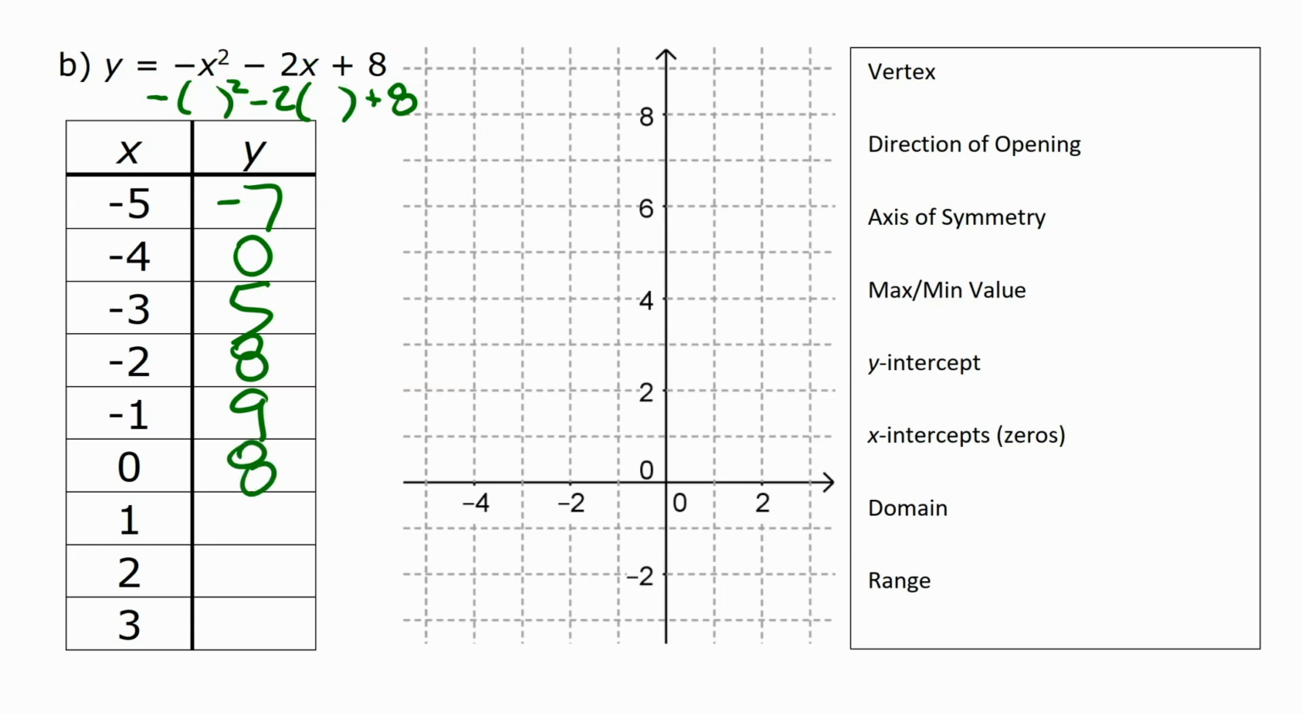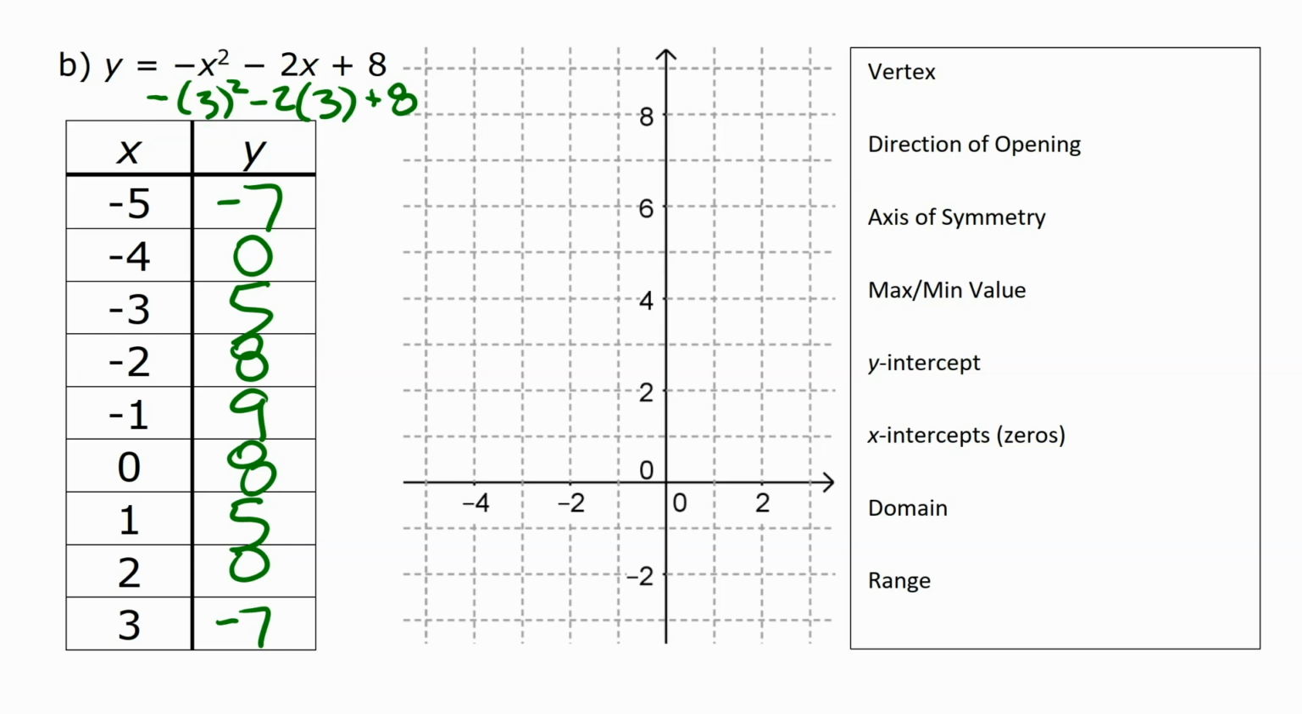And keep going down here. We've got into positive numbers now. So we've got -1 squared, and then the negative makes it negative. We've got -1 minus 2, so -3 plus 8 is 5. We'll put our 2 in there. -4 minus 4 is -8 plus 8 is 0. And the last one there is a 3. So we've got -9 minus 6 is -15 plus 8 is -7.